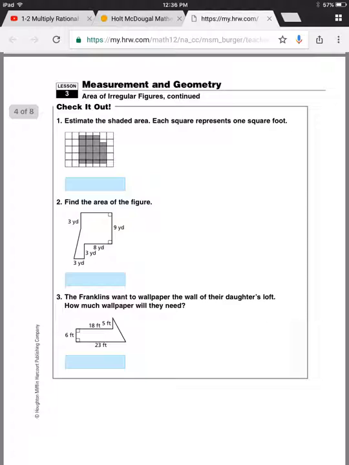So the first one says estimate the shaded area. You should be able to do that. On number 2, you're going to find the area of the figure. You need to separate those into familiar shapes. And on 3, same thing.